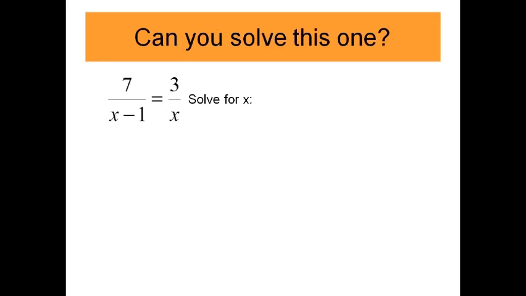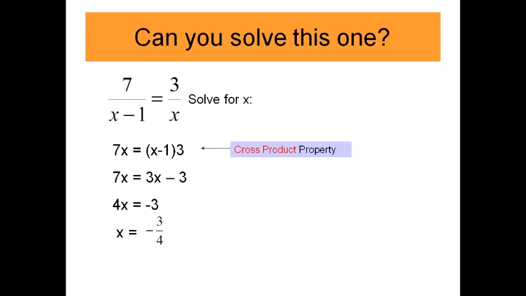Now, can you solve this one? 7 upon x minus 1 is equal to 3 upon x. You can use the property of cross product. 7 into x is equal to 3 multiplied to both the numbers in x minus 1. So we'll put x minus 1 in the bracket, keeping 3 outside the bracket. 3 will be multiplied to both the numbers on the right hand side. 7x is equal to 3x minus 3.